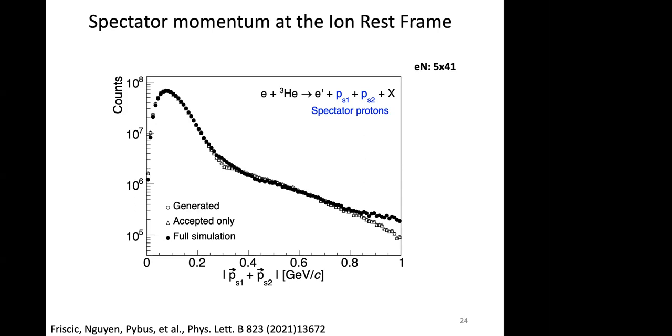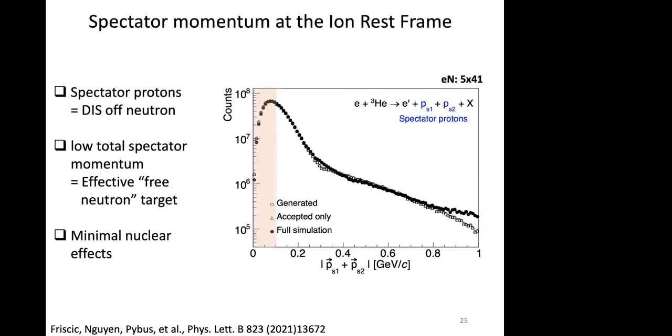As I mentioned, we will use the total momentum of the spectator tagging to constrain the initial momentum of the active nucleon in the interaction. So that is the next step. We put a constraint on the total momentum of the two spectator protons. We apply a cut so that this total momentum is smaller than 100 MeV.